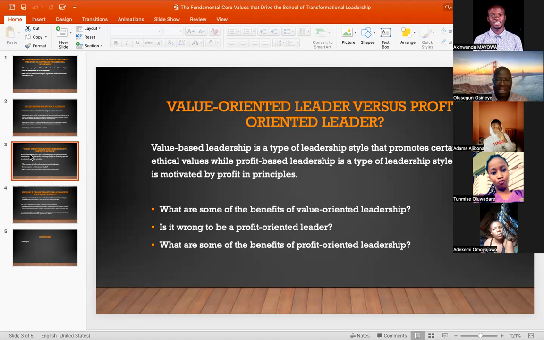While profit-based leadership is a type of leadership style that is motivated by profit in principles. Now, that does not mean that people who pursue profit cannot sometimes be ethical. That's not what I'm saying. But what I'm saying is that in our own organization, we are not putting money as our number one priority. Our number one priority is to impact values into people. Then money can follow, but the number one priority is to impact values into them.